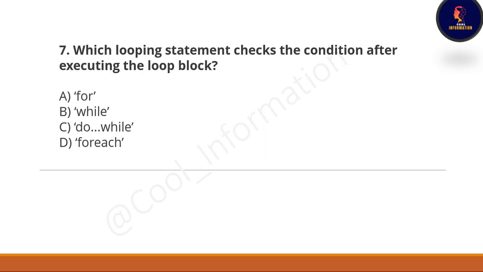Next question. Which looping statement checks the condition after executing the loop block? Is it for loop, while loop, do while loop or for each loop? Correct option is option C. Do while looping statement checks the condition after executing the loop block.